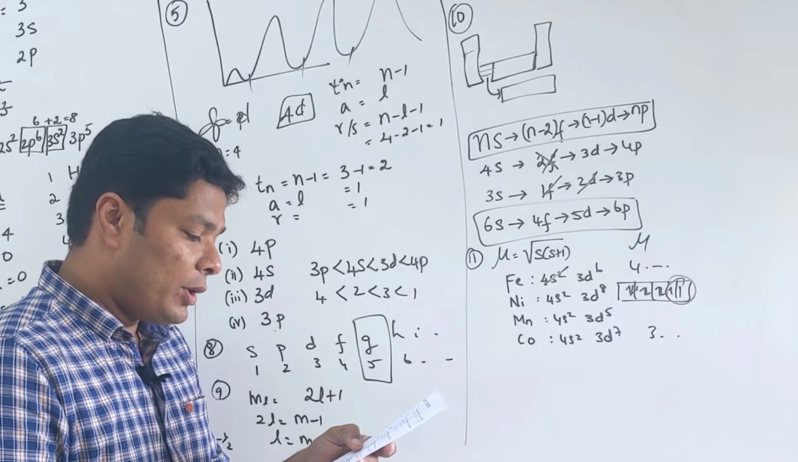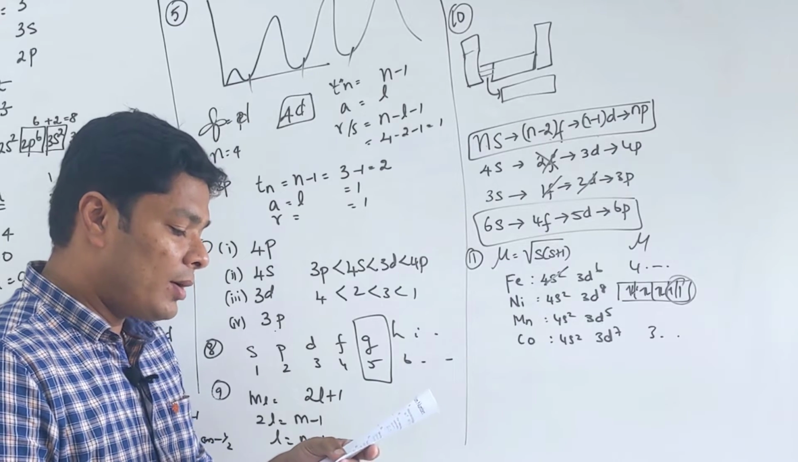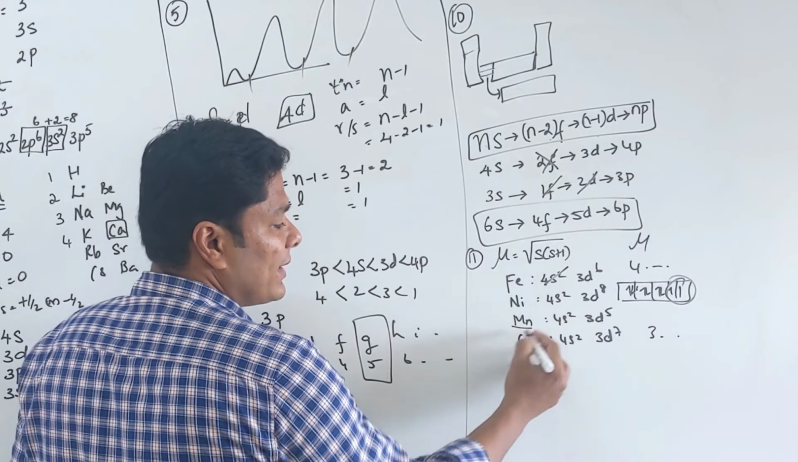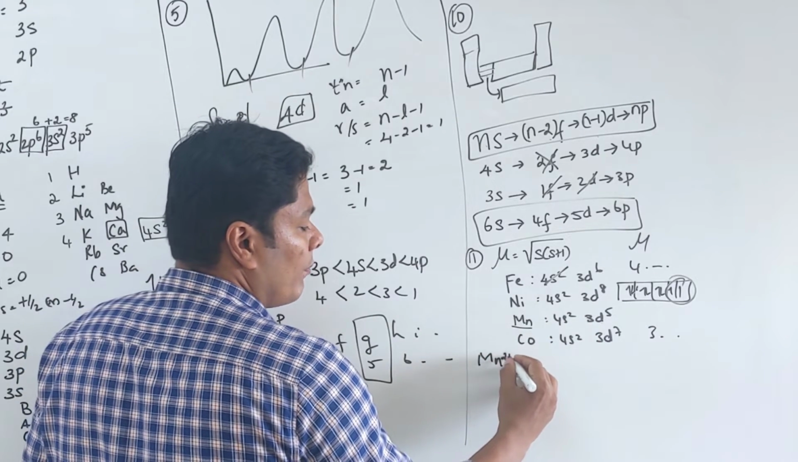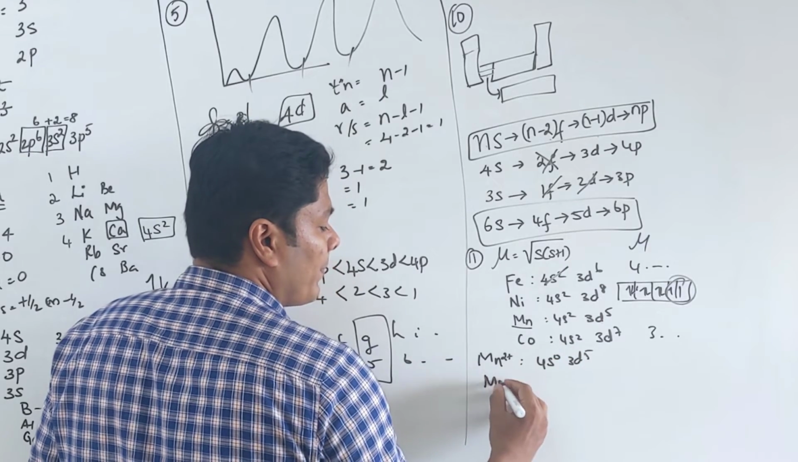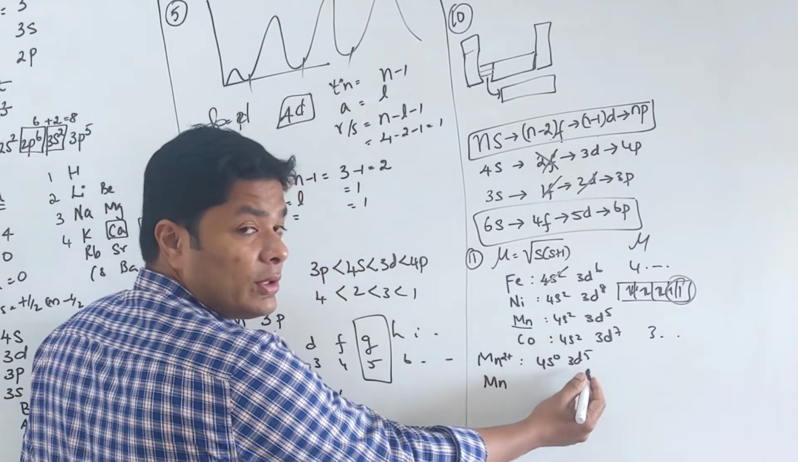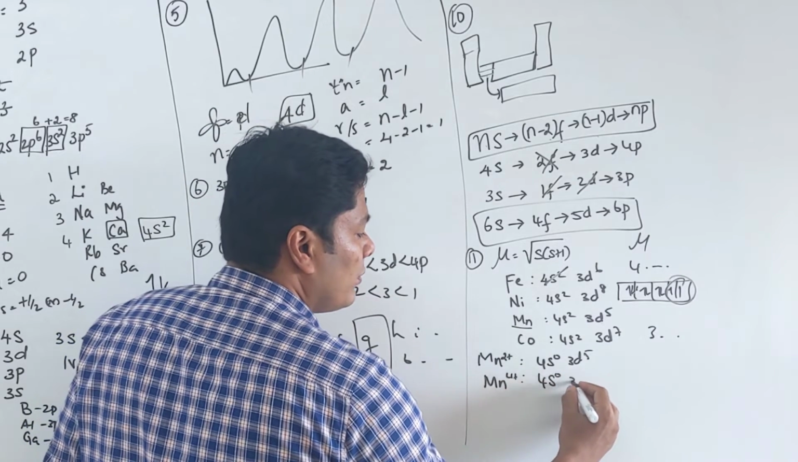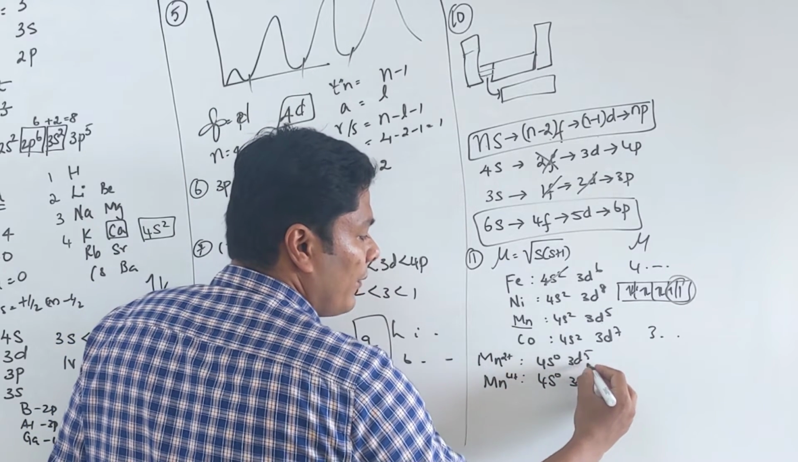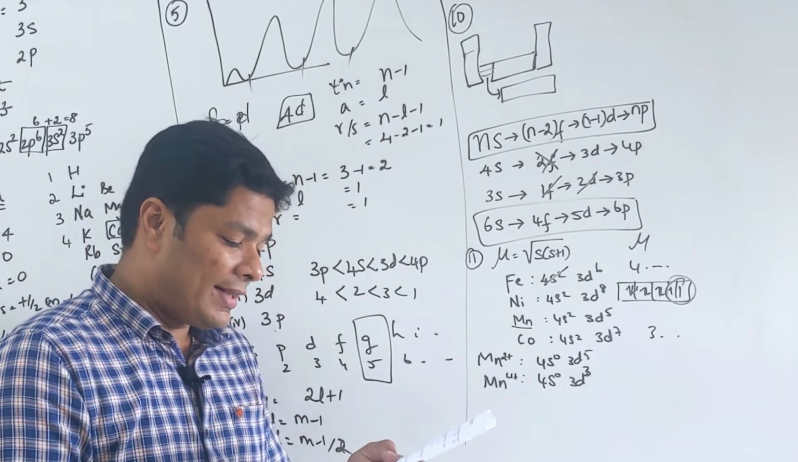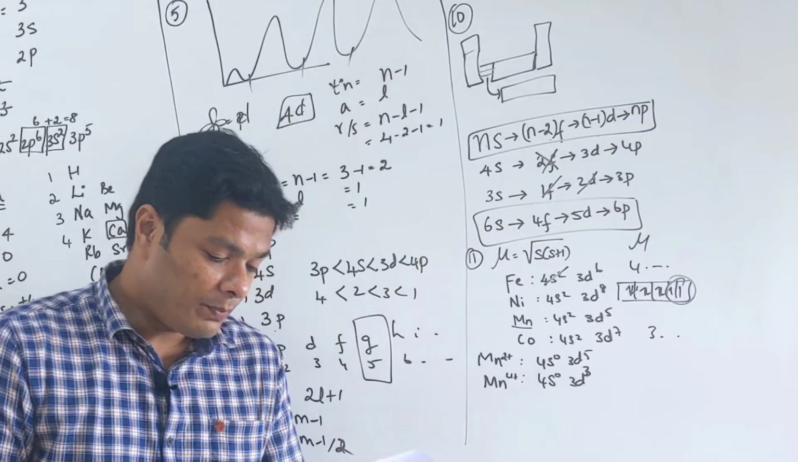Right. Question number 12. The number of unpaired electrons in Mn4+. So what will Mn2+ be? Mn2+ is 4s0 3d5. Mn3+ is 4s0 3d4. Mn4+ is 4s0 3d5 minus 2, which is 3. So there are 3 electrons. If they are 3 unpaired, the answer is 3.